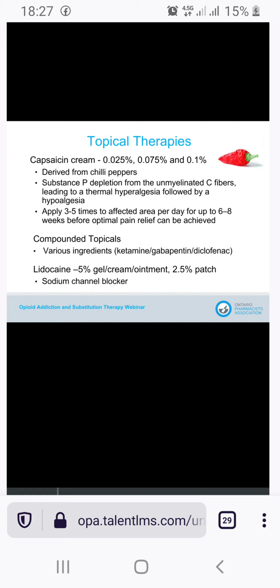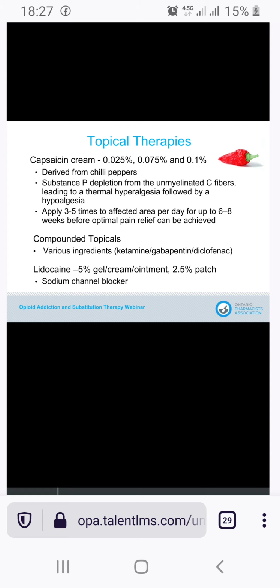So capsaicin cream, we know, is derived from the chili pepper, and it's available on the market in different concentrations noted here. The way it works is it depletes substance P from the unmyelinated C fibers, and it initially leads to what we call thermal hyperalgesia. So they have a burning pain, and then over time it becomes hypoalgesia, so the pain subsides. It needs to be applied 3 to 5 times to the affected area for about 6 to 8 weeks before we actually see optimal pain relief.